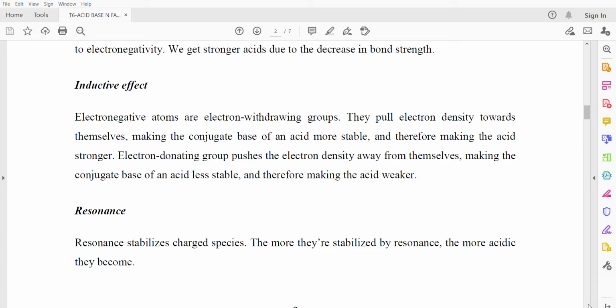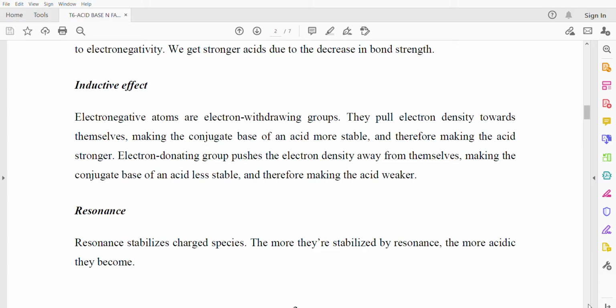You know that this inductive effect might be electron withdrawing or might be electron donating. Electronegative elements have a tendency to attract electrons towards themselves. They are electron withdrawing groups. The pull of electron density makes the conjugate base of an acid more stable. In HCl, when Cl negative is liberated, it means Cl negative can exist as chloride anion because halogen has a tendency to accept electrons. Negative charge can reside easily on it.